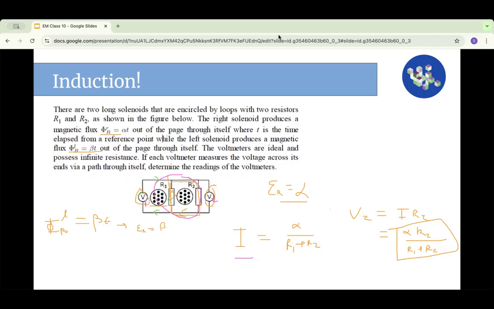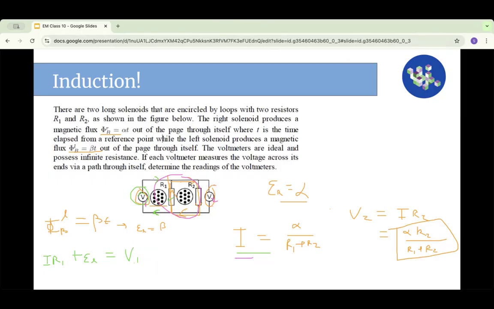And then how do I write a voltage equation? The current through this resistor R1 is still equal to what we found for I. So there's a voltage drop through R1, I times R1, and there's also a voltage drop due to the EMF, so plus epsilon L, and that will have to be equal to the voltage rise that we see on the voltmeter. So I R1 plus epsilon L equals V1.